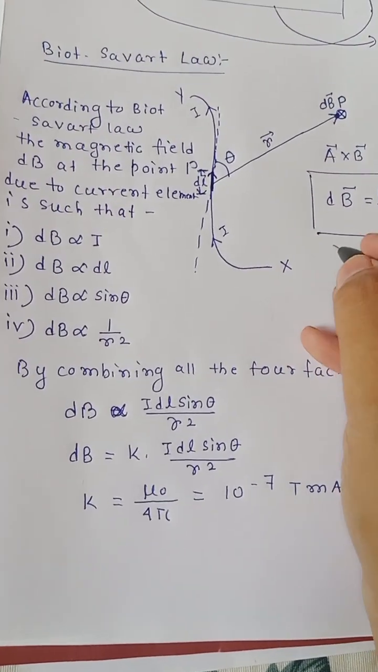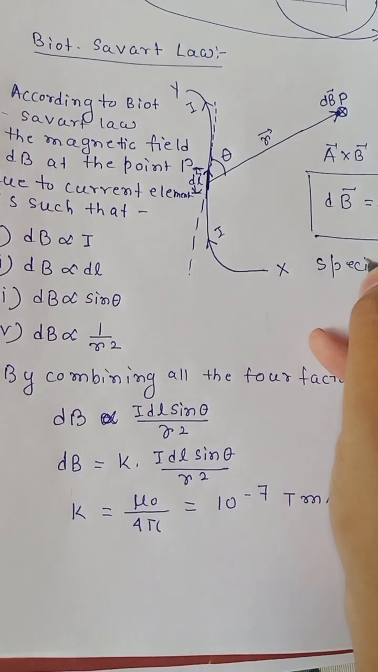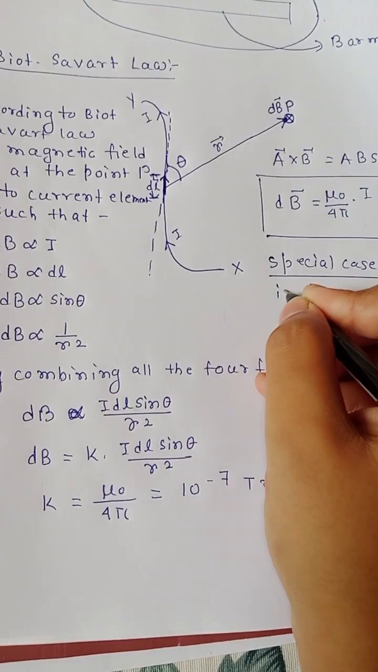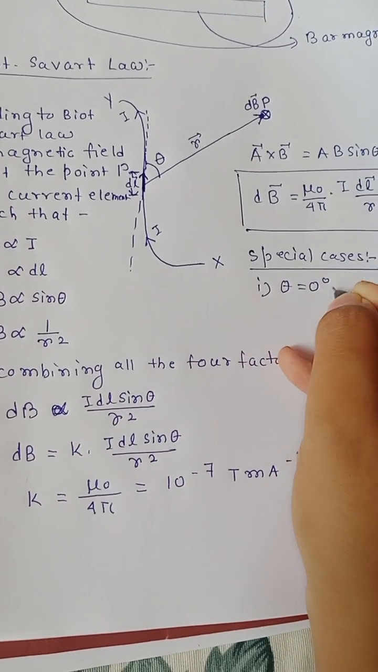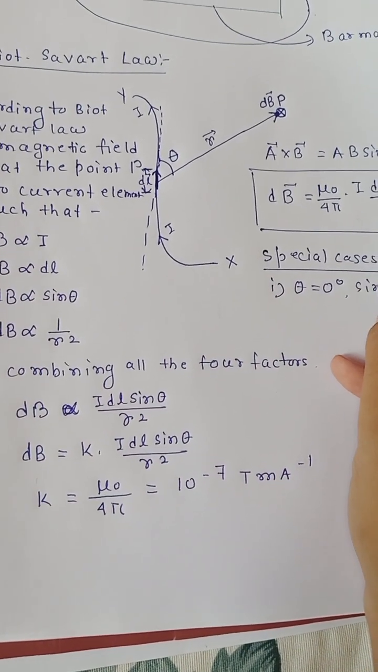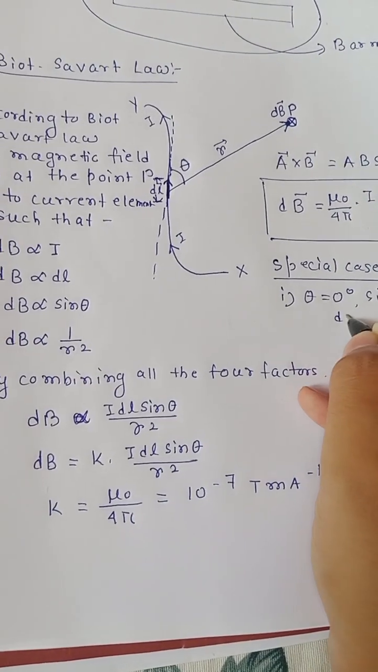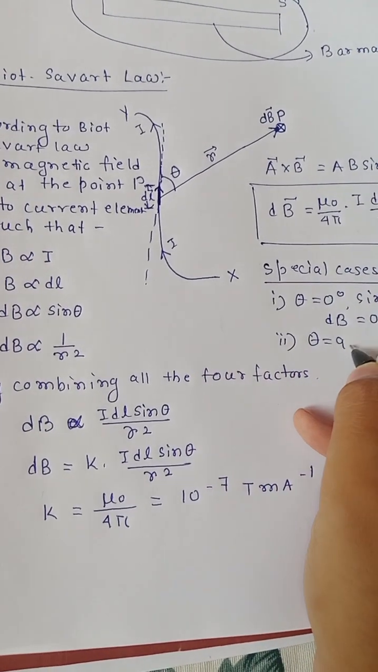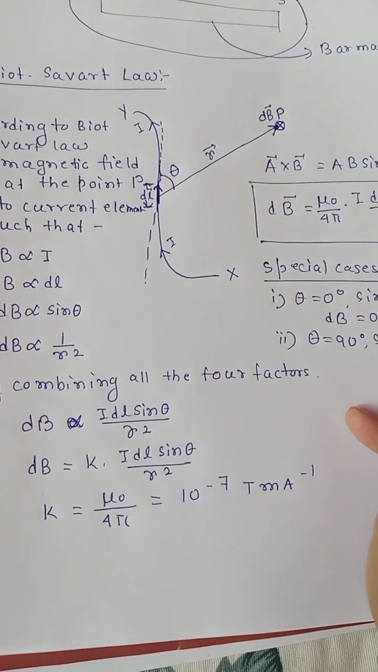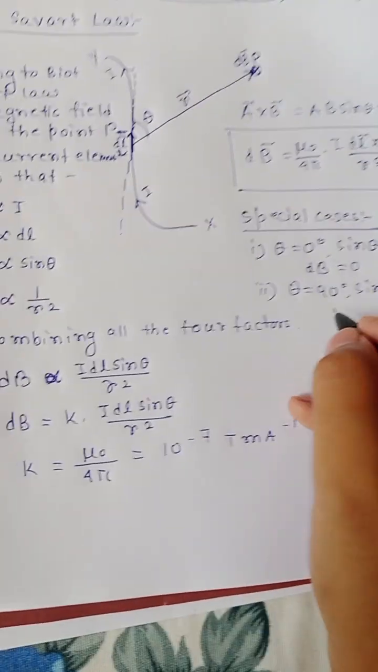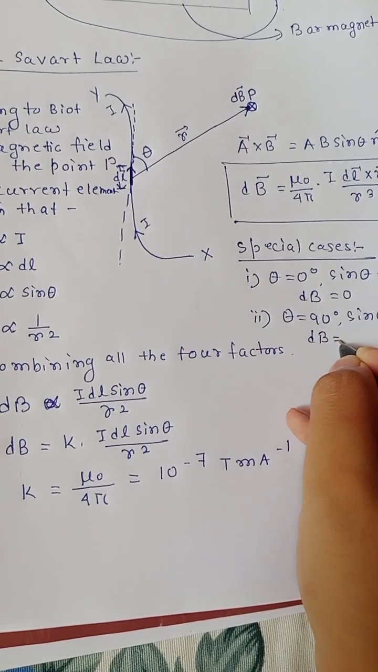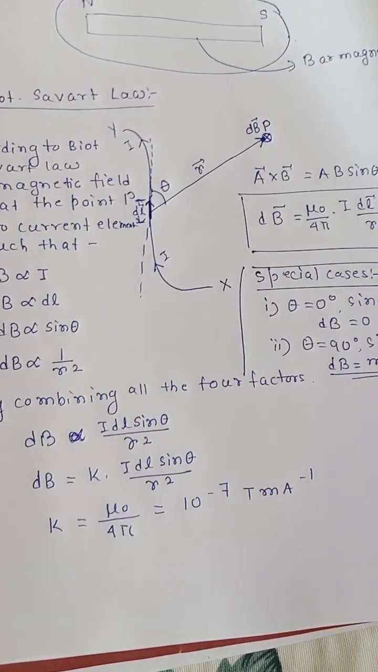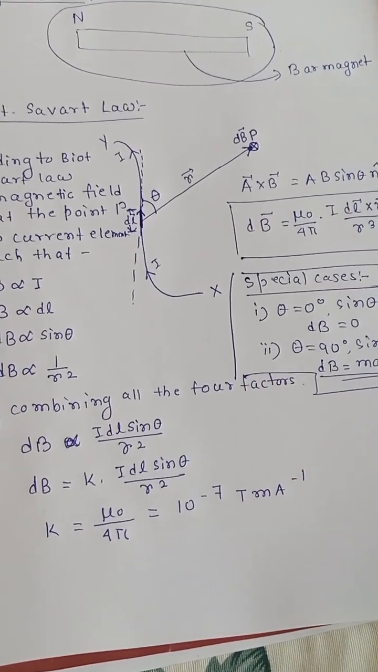Now there are some special cases also. If theta equals 0 degree, then sine theta equals 0, so in that case dB equals 0. And if theta equals 90 degree, then sine theta equals 1, and in that case dB is maximum. So these are the two special cases of Biot Savart law.